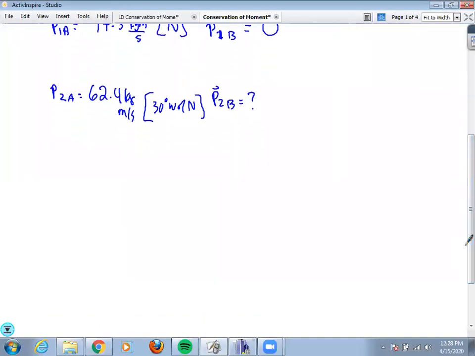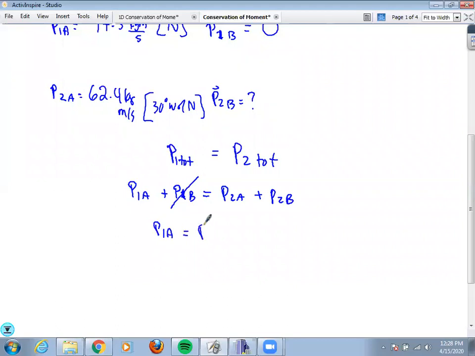It's time to set up the conservation of momentum. So P1 total, the initial total momentum, equals the final total momentum, P2 total. So the momentum comes from 2 objects, A and B. P1A plus P1B equals P2A plus P2B. Now P1B is 0. So P1A equals P2A plus P2B. P2B is our unknown.